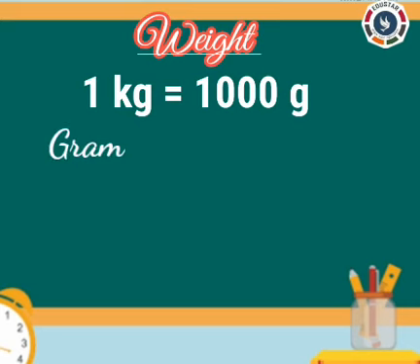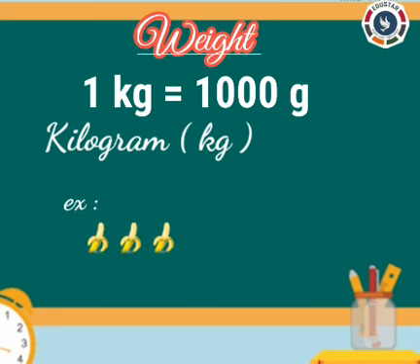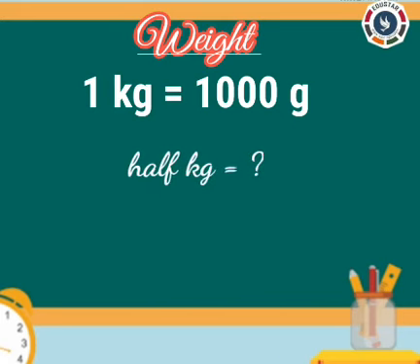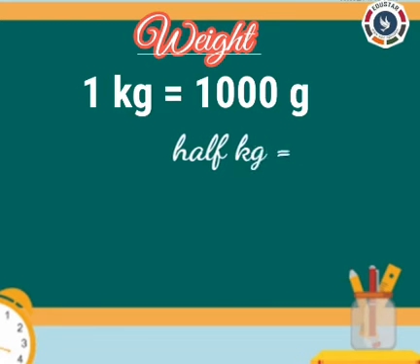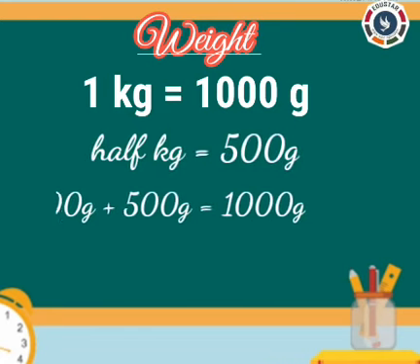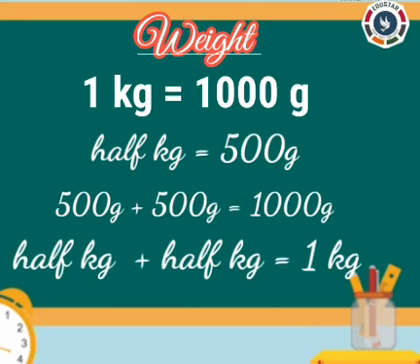A gram is very light. For example, a drawing pin weighs about 1 gram. Kilogram is a bigger unit of weight. For example, 6 bananas weigh about 1 kilogram. Then what is half kilogram? Any guess? Correct. Half kilogram means 500 gram. That is 500 gram plus 500 gram, we will get 1000 grams. That is 2 times half kilogram gives 1 kilogram.